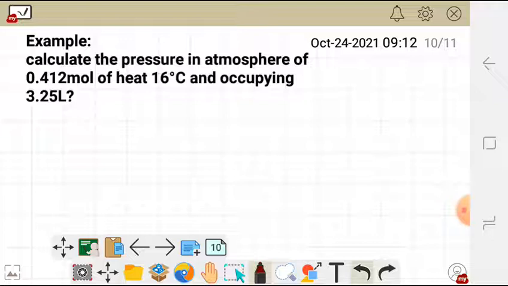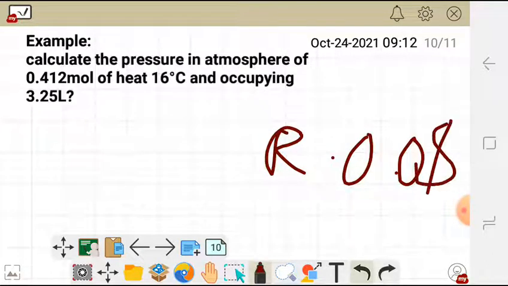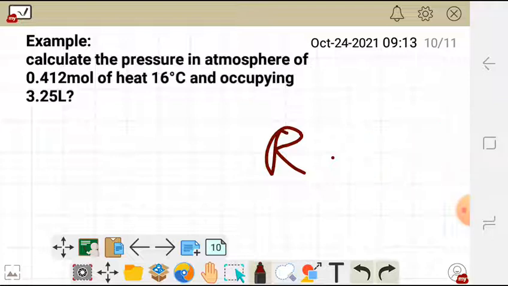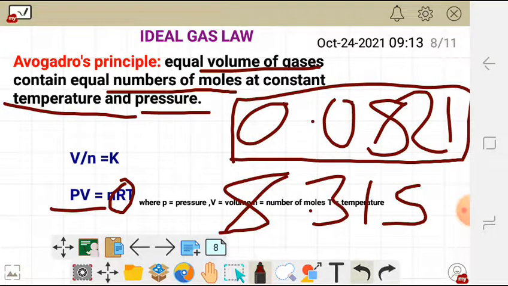We have this example here, which says calculate the pressure in atmospheres. Here I've been told that it is in atmospheres. So since it is in atmospheres, we are going to use R as 0.0821. Now the question says calculate the pressure in atmospheres of 0.412 mole of gas at 16 degrees Celsius that occupies 3.25 liters.